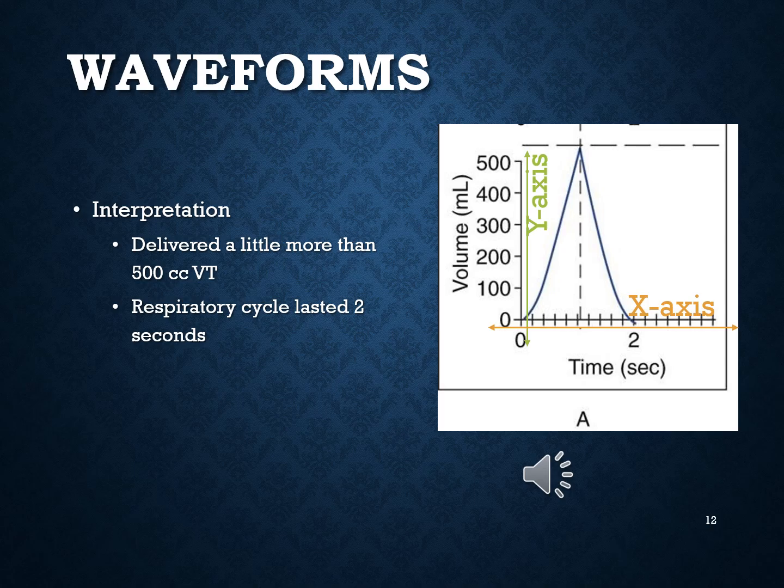So first off, again, we have a variable on both the Y and the X axis, right? We know we determined the X axis is going to have time and the Y axis will have volume, pressure, or flow plotted against that axis, okay? In this scalar, we have a volume time scalar. So we have volume on the y-axis and time on the x-axis. Now, what you should have interpreted by looking at this picture alone is that you did deliver a little bit more than 500 milliliters or cc's of tidal volume, and that the respiratory cycle lasted 2 seconds, okay?